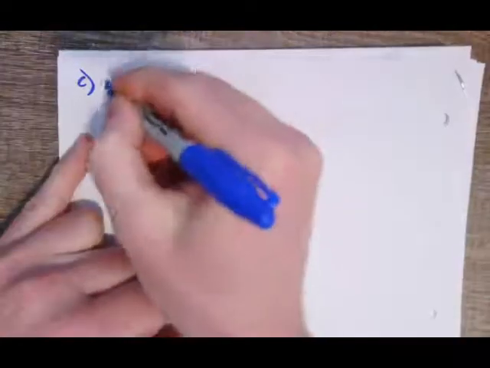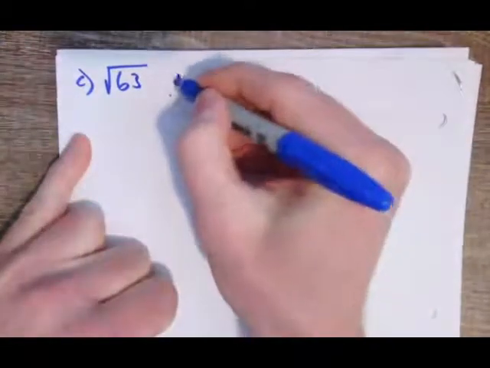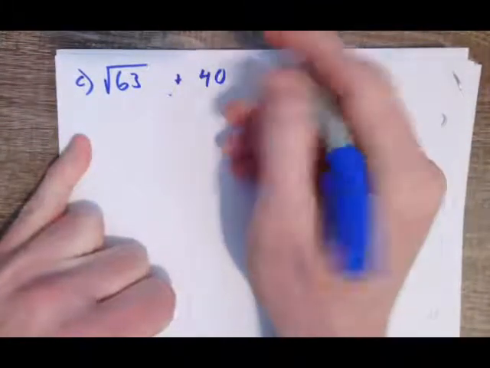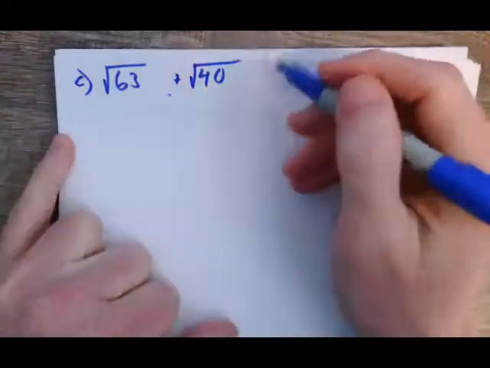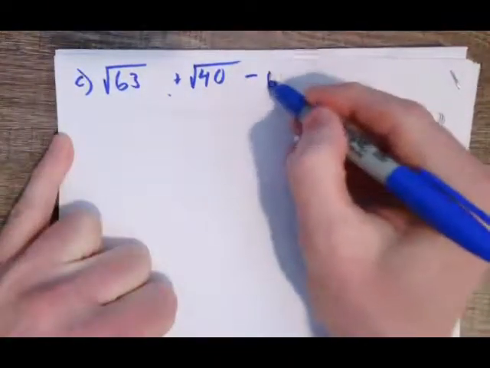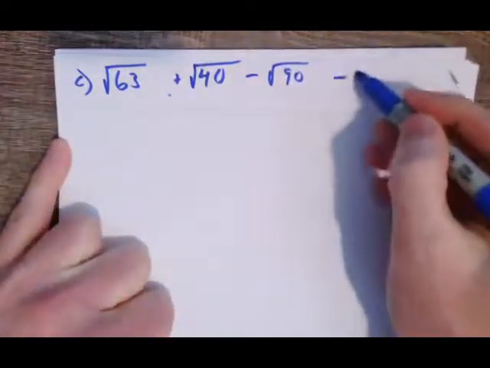Root of 63. I'm feeling this one's going to mess it up a bit on us. Plus root of 40. I'm going to put some space here to see if I can kind of work down from it. Minus root 90. Minus root 28. Okay, this shouldn't be too hairy.